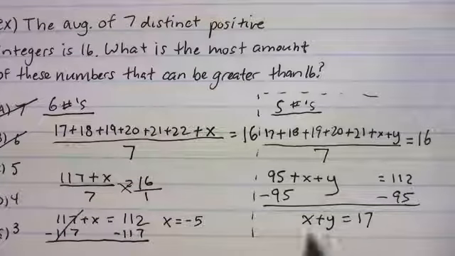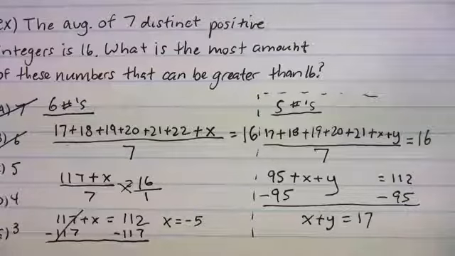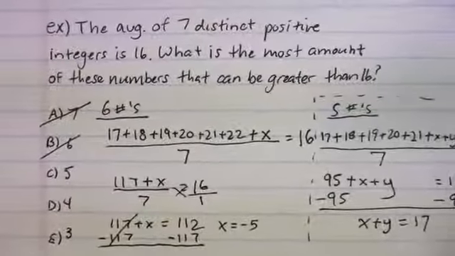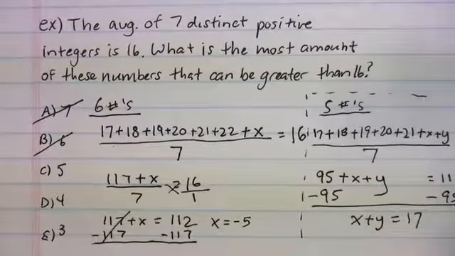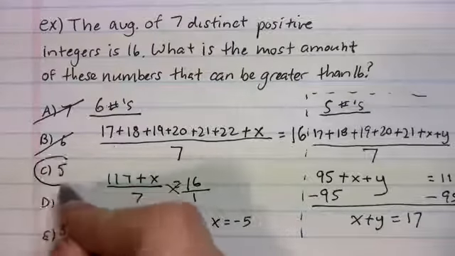Yeah, that's possible. Two positive numbers can equal 17. So let me slide it back. That means that C is your right answer.